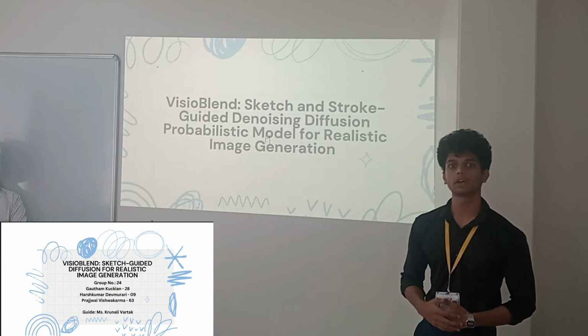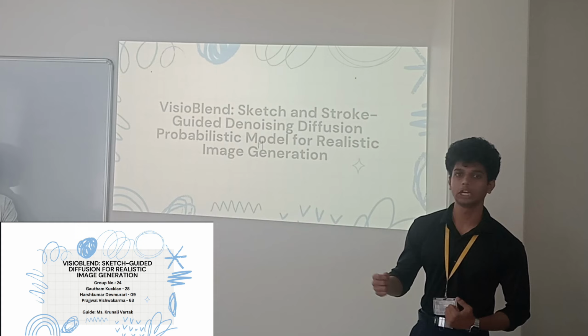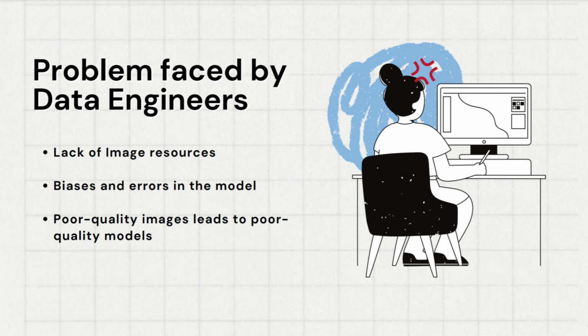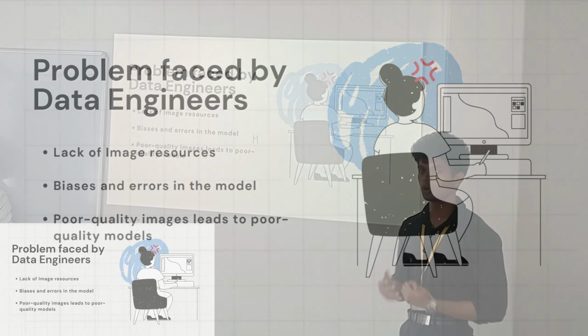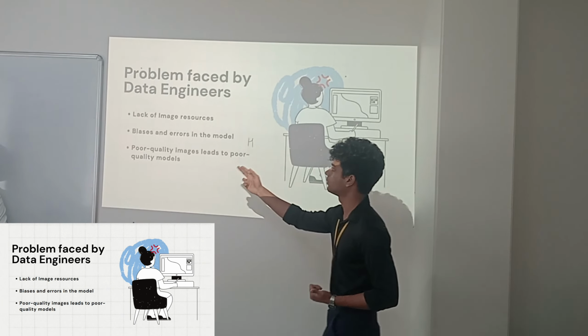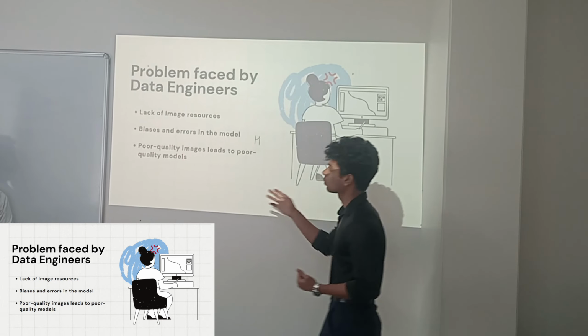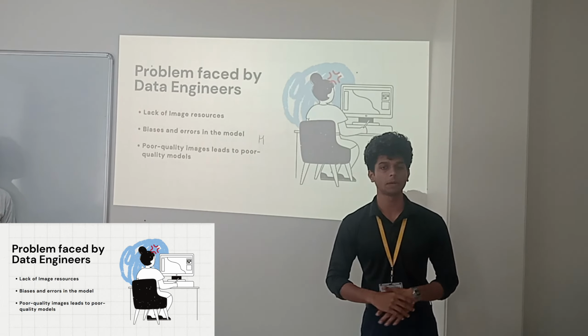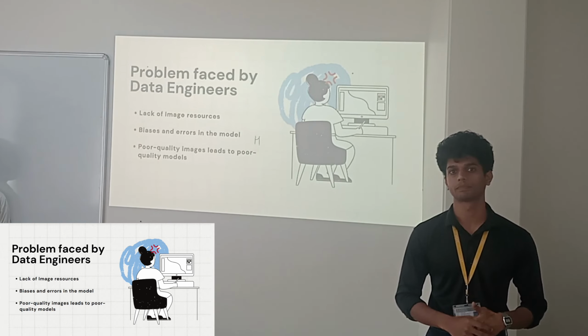Imagine being a data engineer working on your project. You are ready to train your model with great efficiency, but there's a catch. Being a data engineer is not an easy task. You have to deal with a lot of issues, some of which are lack of quality image resources, hidden biases and errors in the model, and poor quality models because of poor quality images. And all these issues can be a nightmare for any data engineer working in this field.